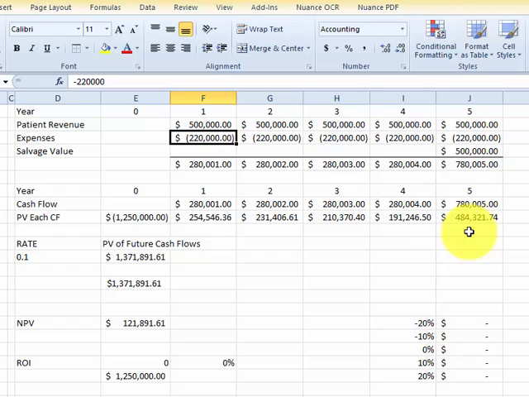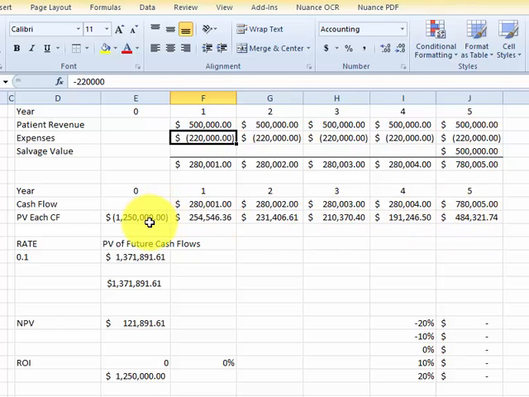Now, to come up with net present value, all we have to do is add all these up together. And that is easily done. Again, you can write a simple formula, or you can get your calculator out and add it all up. I have it calculated right here, a net present value of $121,000, or $121,891 and some change. Again, adding all of these cash flows together.